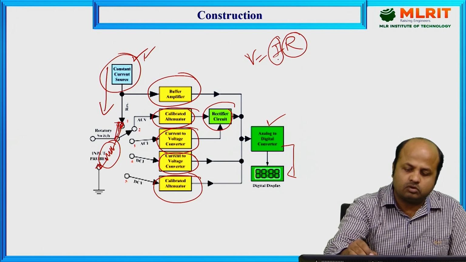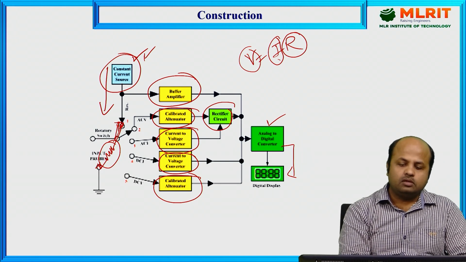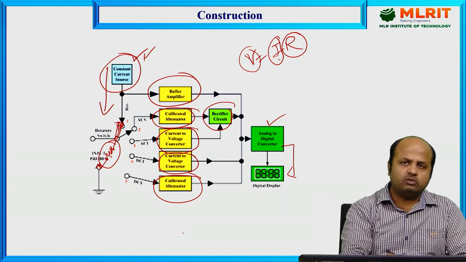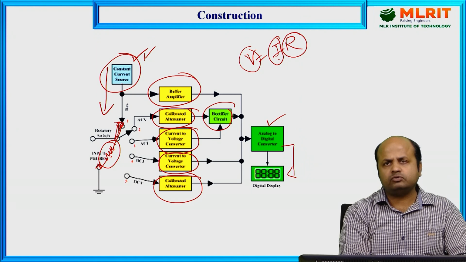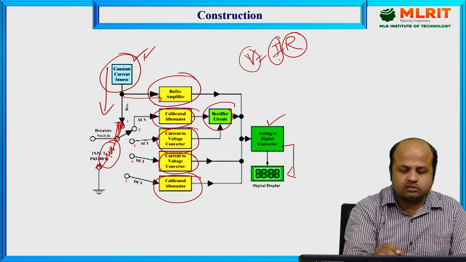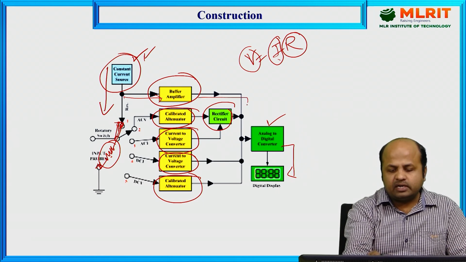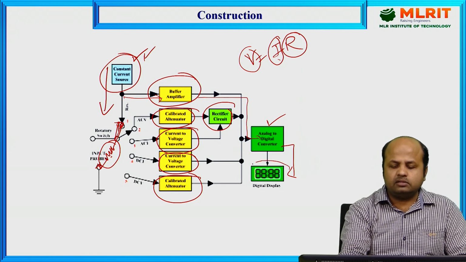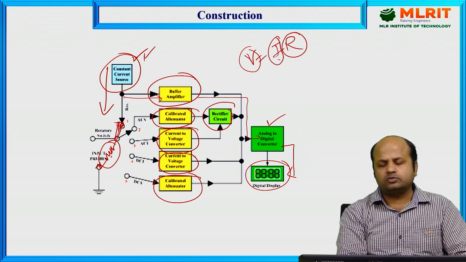If you apply a constant current source, obviously there will be some voltage drop across this resistor. So if the resistor has low magnitude, there will be low voltage. If the resistor has high magnitude, there will be high voltage across the resistor. So this voltage is passed through the buffer amplifier, which holds the voltage for some time, and after that this voltage is converted by the analog to digital converter, and the final value of resistance is shown on the display.